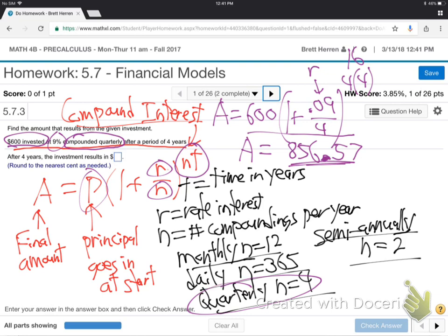Einstein said that compound interest is the 7th wonder of the world. Was one of his statements. Because it's kind of amazing. It just grows on its own. Paying interest on interest. Didn't do anything to earn that extra $256. It just sat there and grew.